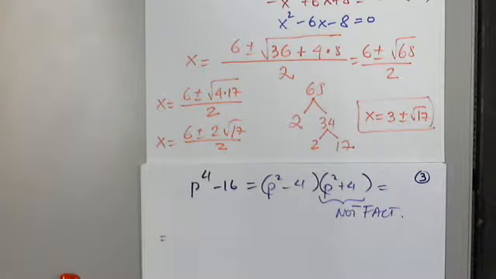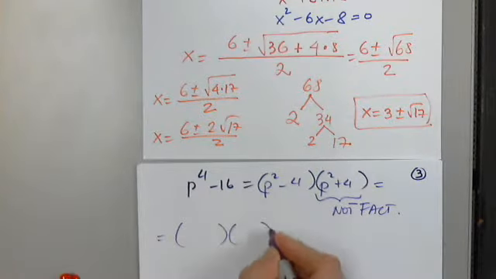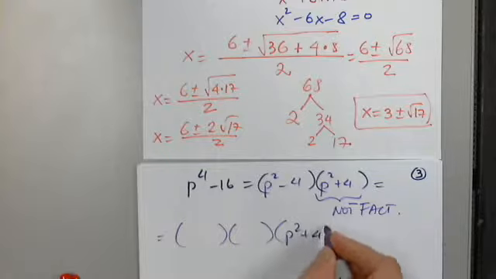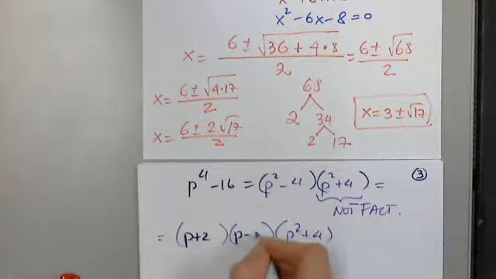But can I factor p squared minus 4? Because it's the difference of squares, and once you say that, you will give two binomials. What are those binomials? p plus 2, p minus 2. That's it. Good. Perfect example. Anything else for me?